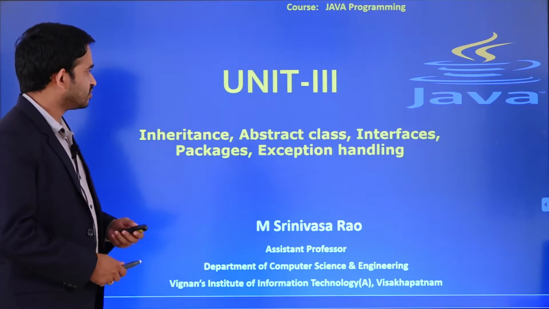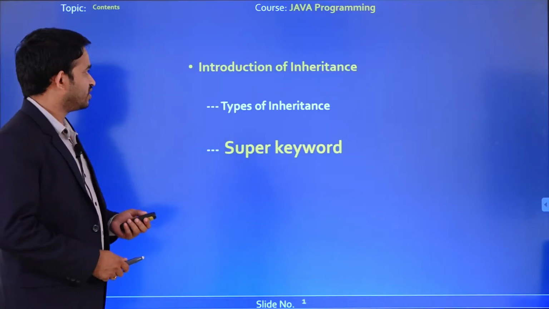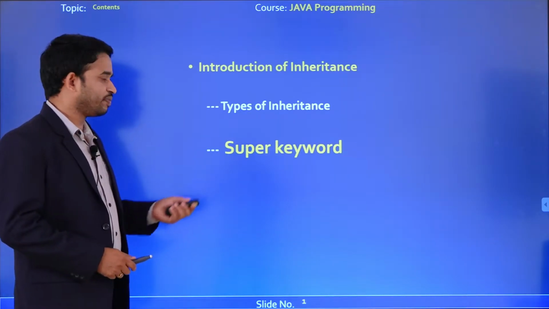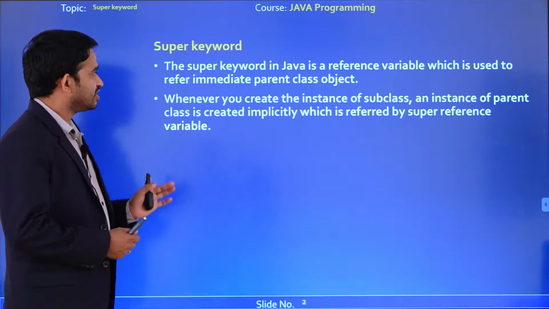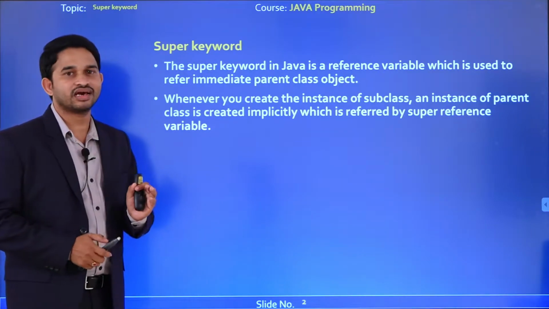Till now we discussed in unit 3 inheritance and types of inheritance. Now we go for the next topic, which is the super keyword. So let's see the topic super keyword. What is the meaning of super keyword? A super keyword is a reference variable which is used to refer to the immediate parent class object.